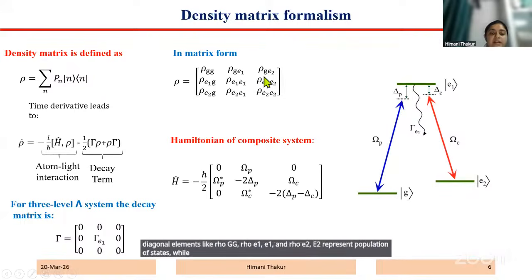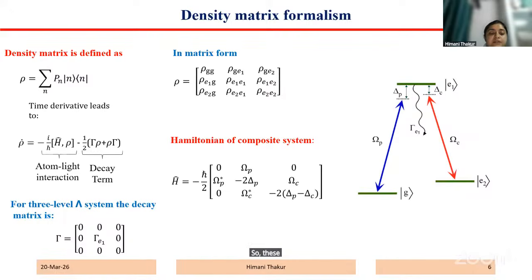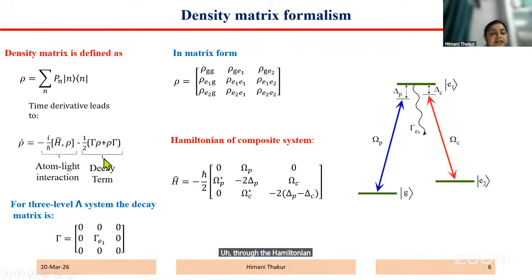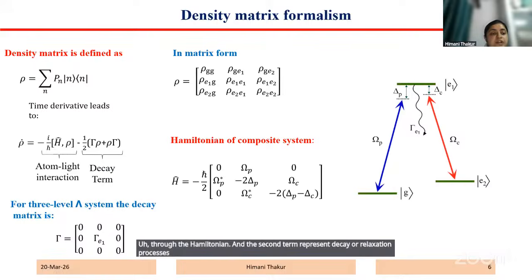While off-diagonal elements represent coherence terms. So these coherence terms are responsible for quantum interference effects. Now, the time evolution of the density matrix is given by this equation. The first term represents the atom-light interaction through the Hamiltonian, and the second term represents decay or relaxation processes. So this equation describes both coherent evolution and decay effects.